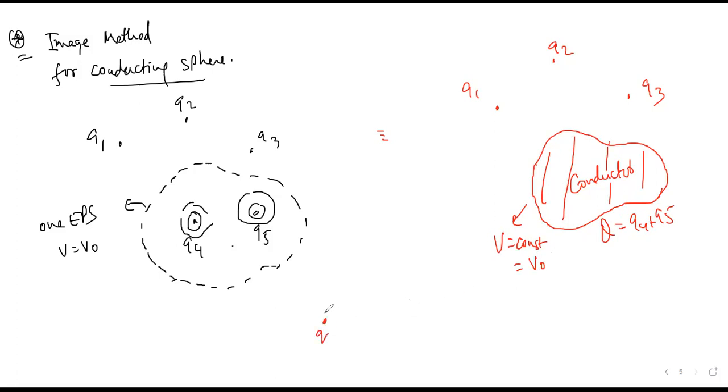Then how does the electric field look like for a charge Q? Radial lines. Yes or no? And the electric field at any distance R can be written by what formula? KQ by R square.